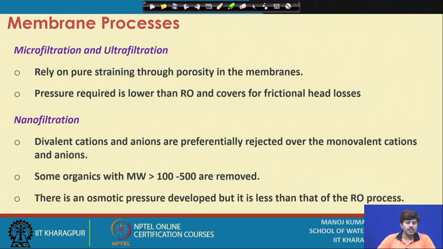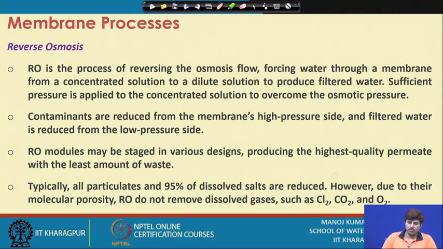Nanofiltration is the one where divalent cations and anions are preferentially rejected over monovalent cations and anions. Some organics with molecular weight greater than 100 to 500 are also removed. There is a little development of osmotic pressure, but it is far less than in a typical RO system.